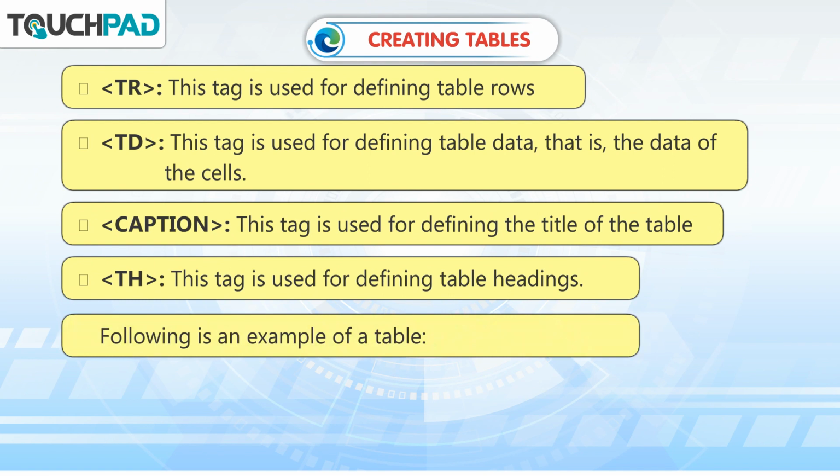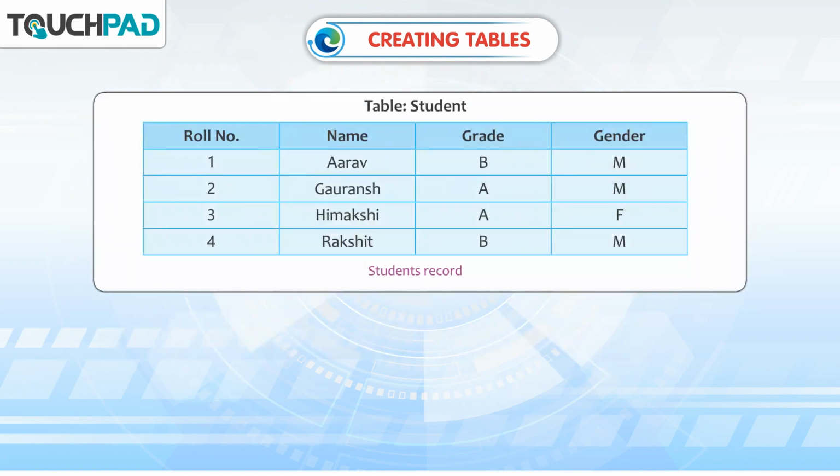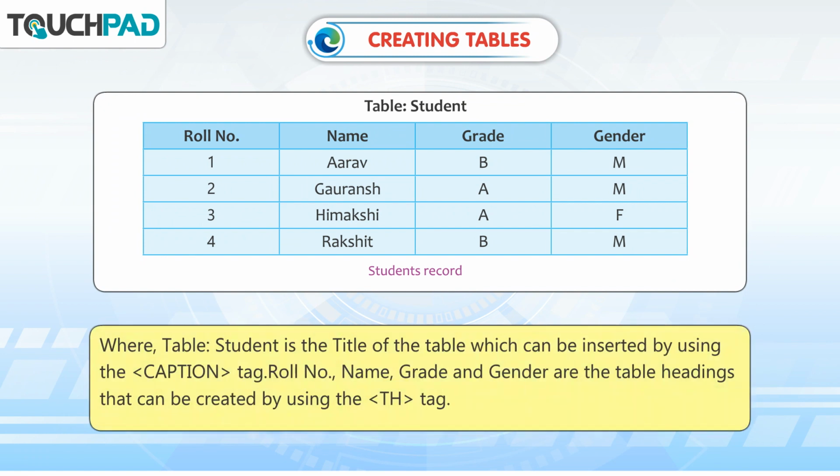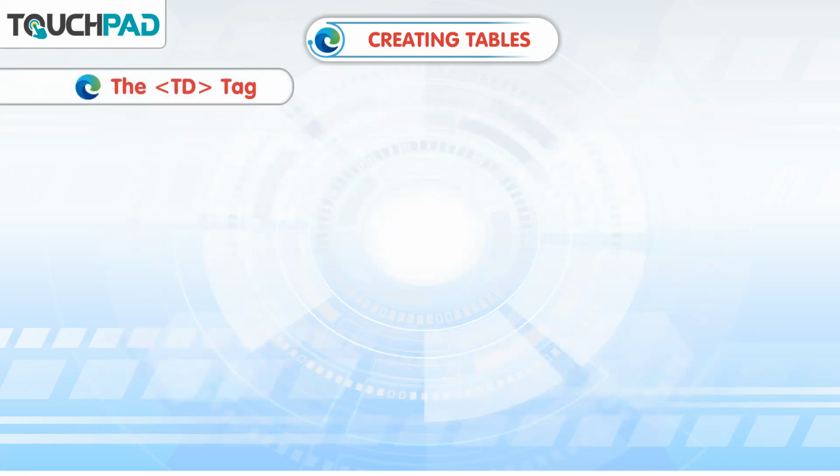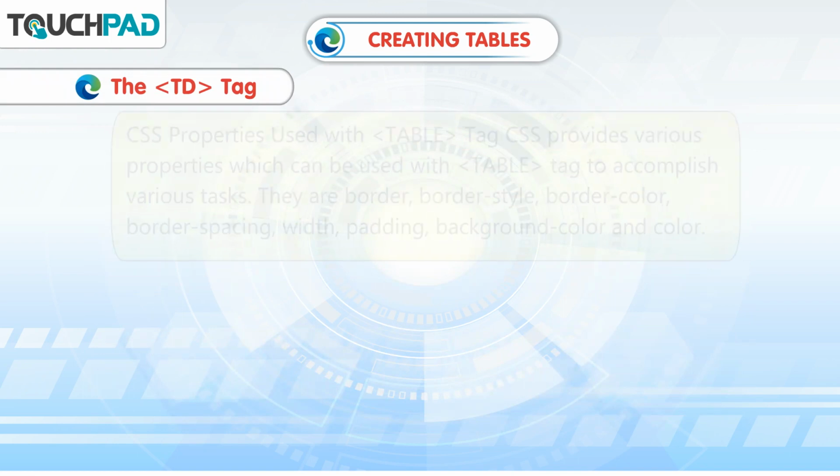Following is an example of a table. Table student. Student's record, where table student is the title of the table, which can be inserted by using the caption tag. Roll number, name, grade, and gender are the table headings that can be created by using the TH tag.